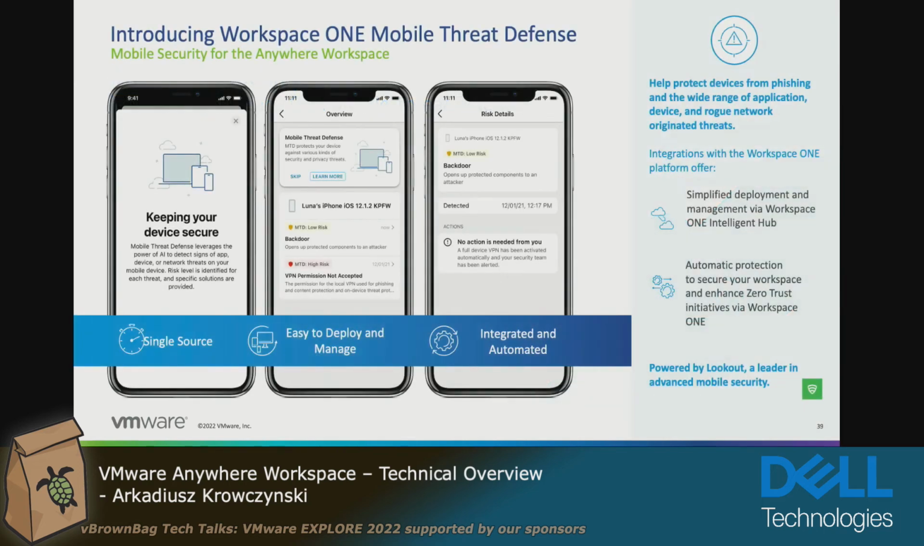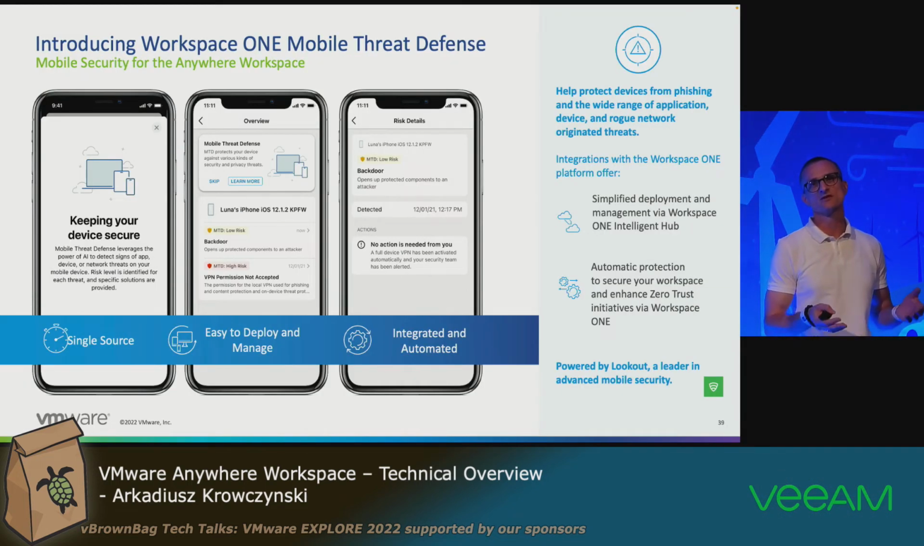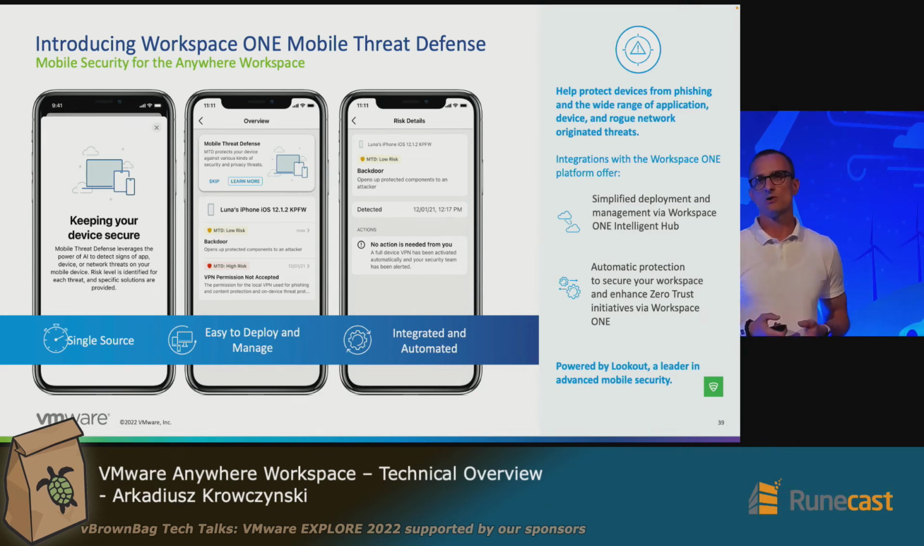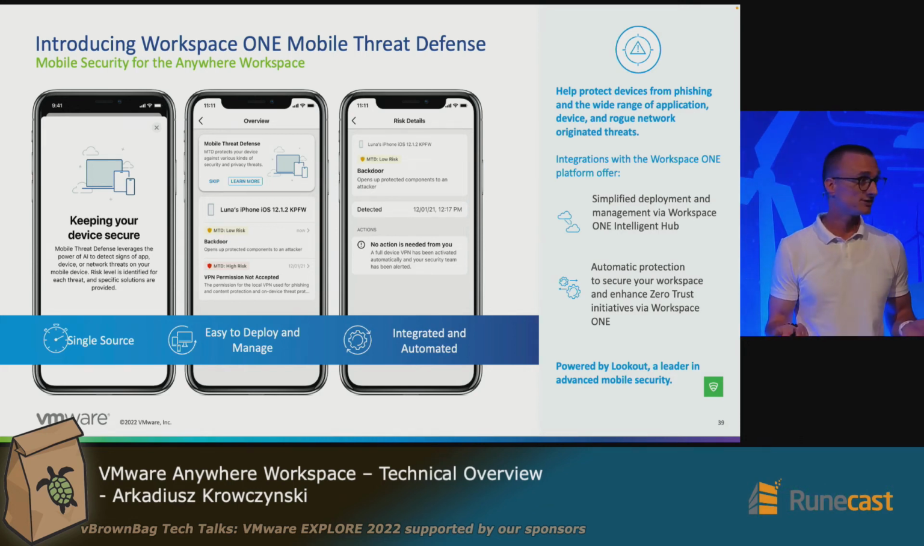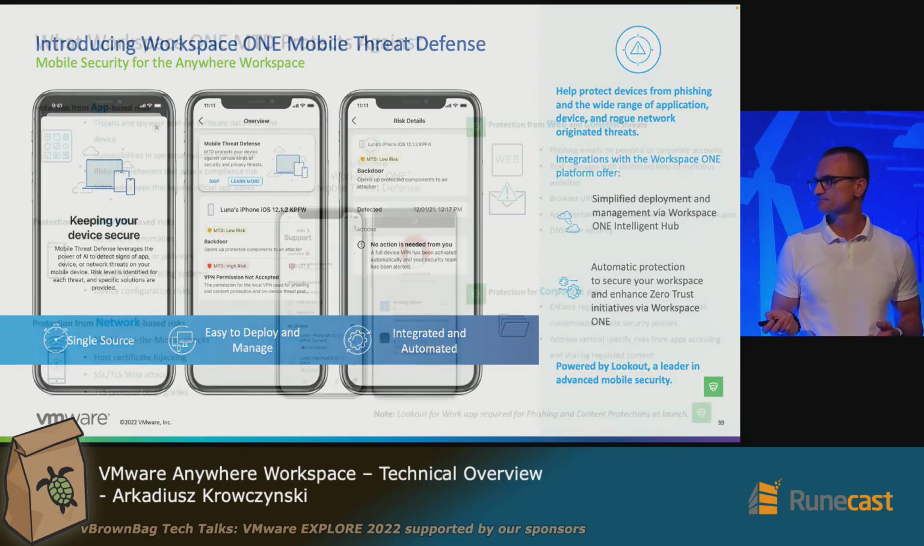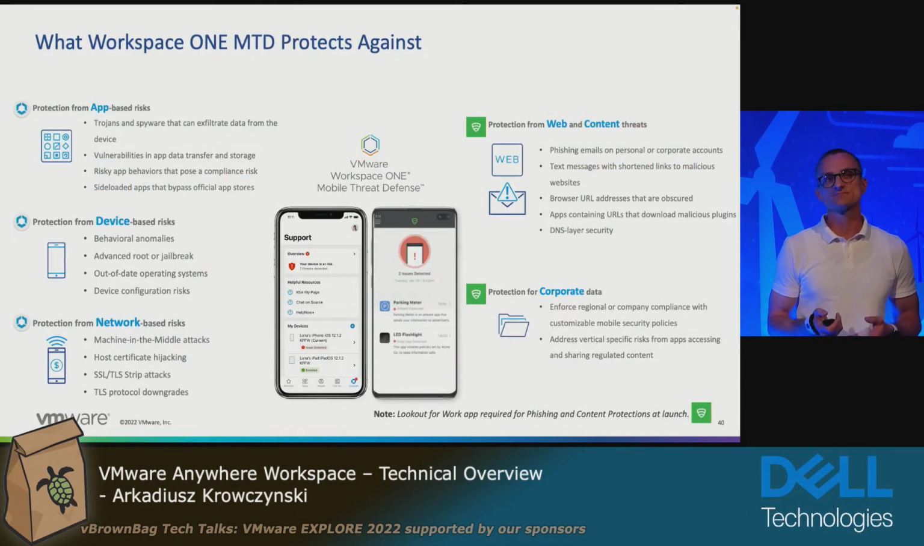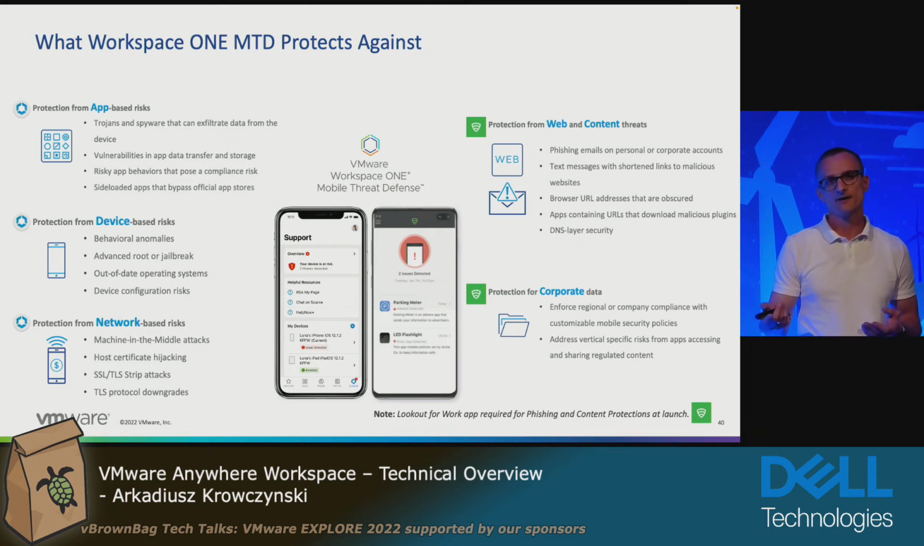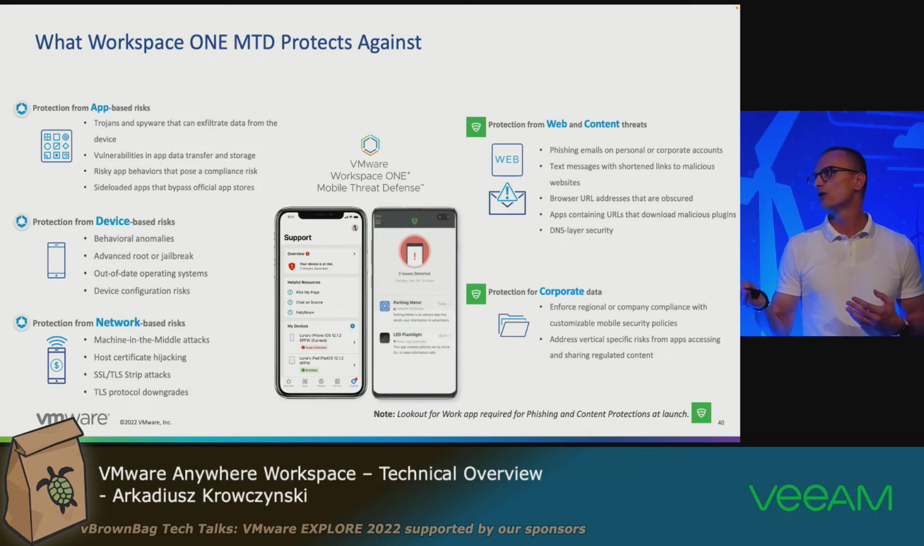Talking about the mobile side of the house, our latest product in the family is Workspace ONE Mobile Threat Defense for Android, iOS, and also Chrome OS. Everything is integrated with our Intelligent Hub, our one-stop application to access all applications and internal resources. With Workspace ONE Mobile Threat Defense, we can do protection with the Intelligent Hub via SDK, or we can also do a kind of web and content protection.